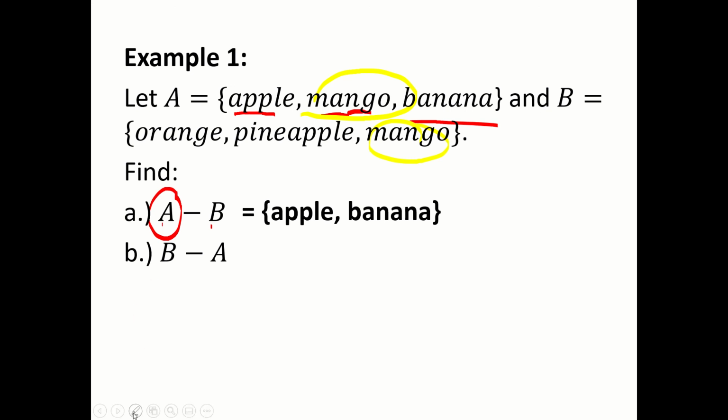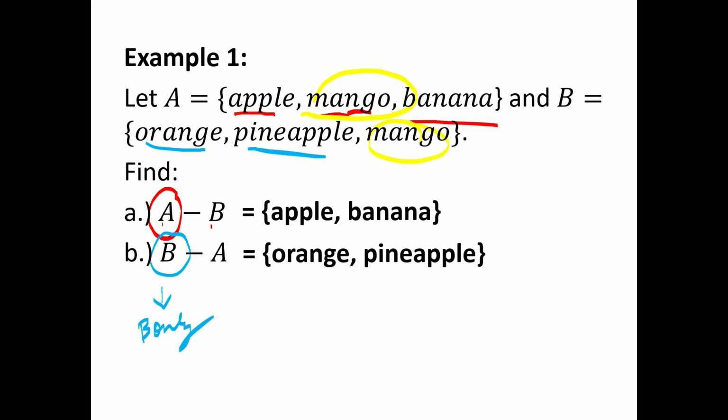When we're asked about the difference between B and A, that means that we're looking for the elements in B only. So looking at B, which is not in A, we have orange and pineapple.